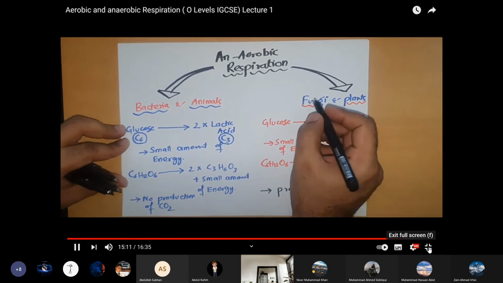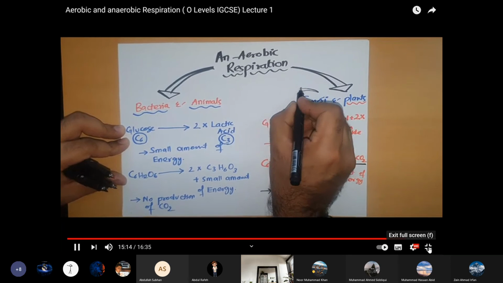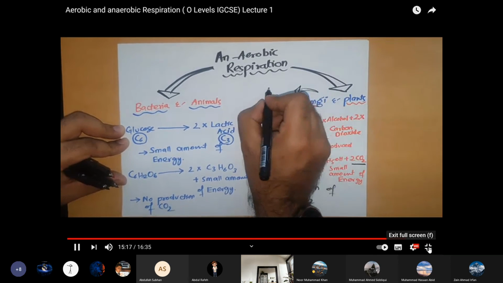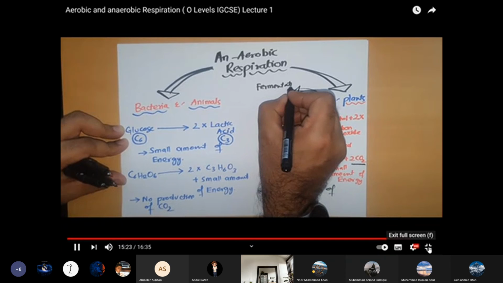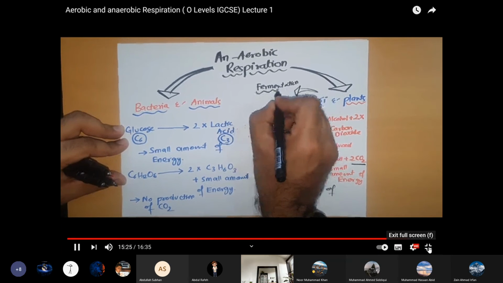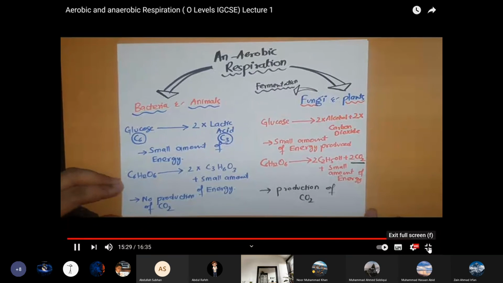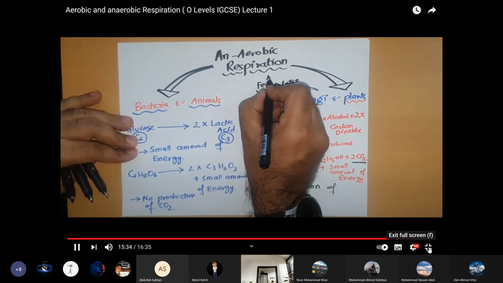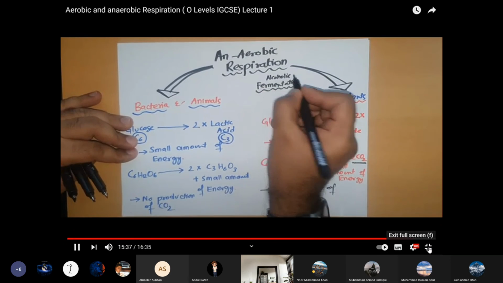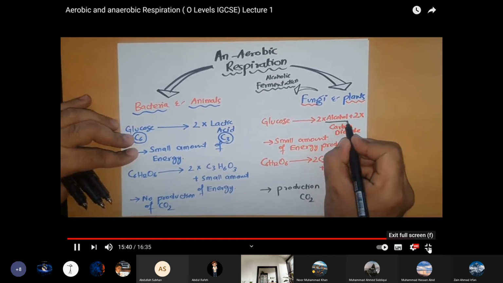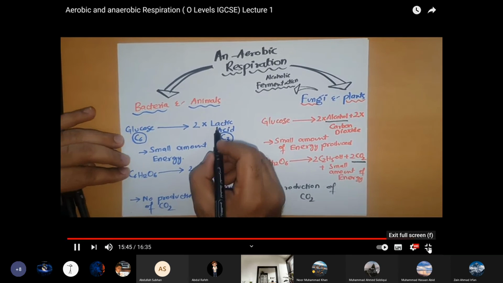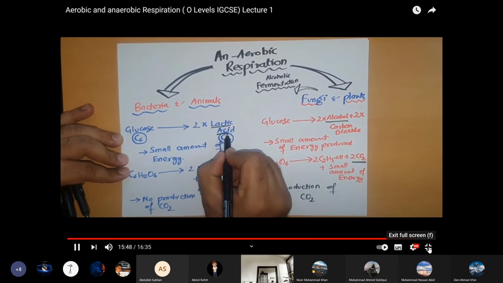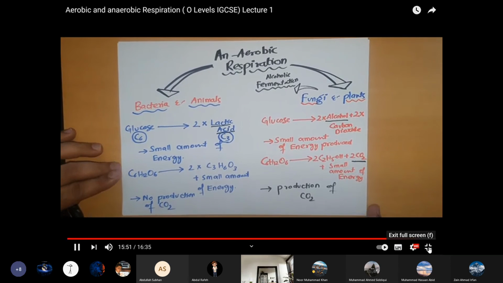Now, if we talk about just fungi, when anaerobic respiration takes place in fungi, it's also sometimes mentioned as fermentation. It is also sometimes mentioned as alcoholic fermentation, because in this there is production of alcohol, while in bacteria and animals when anaerobic respiration takes place, it is sometimes referred to as lactic acid fermentation.